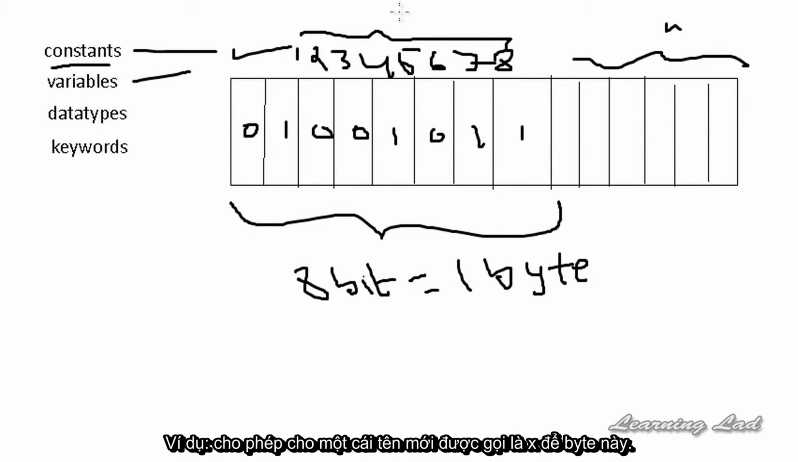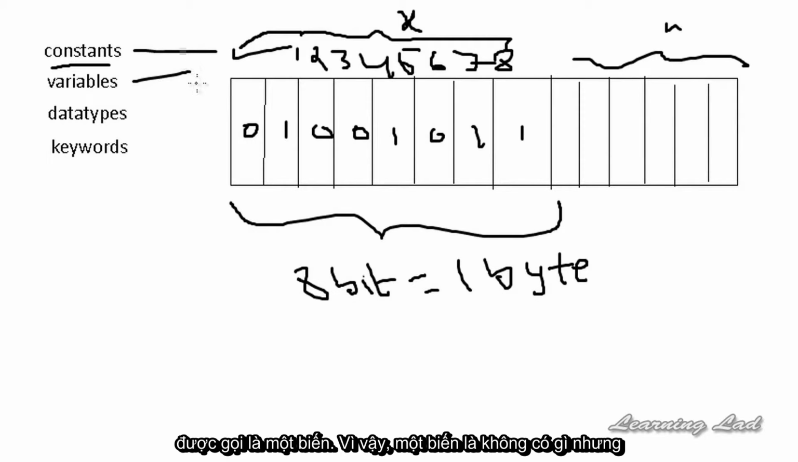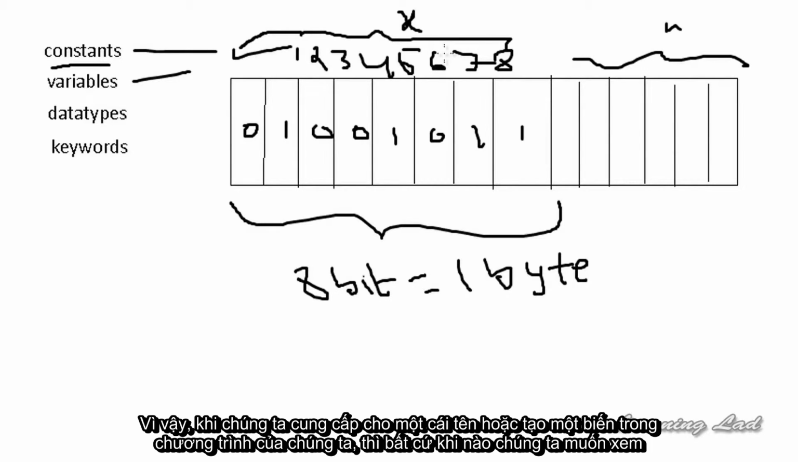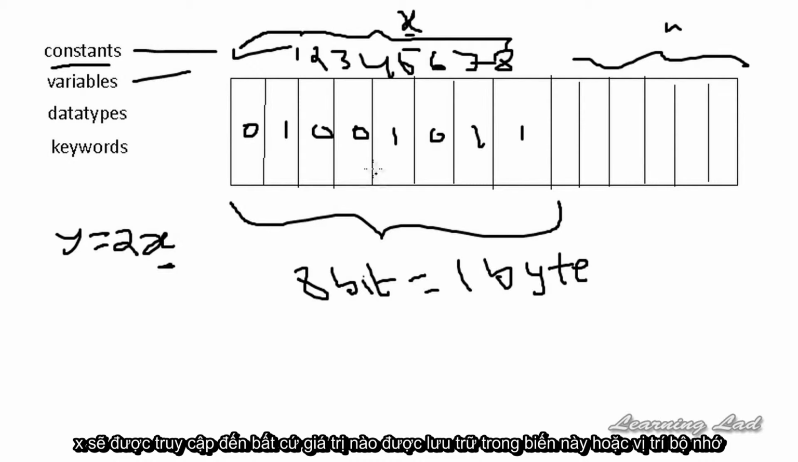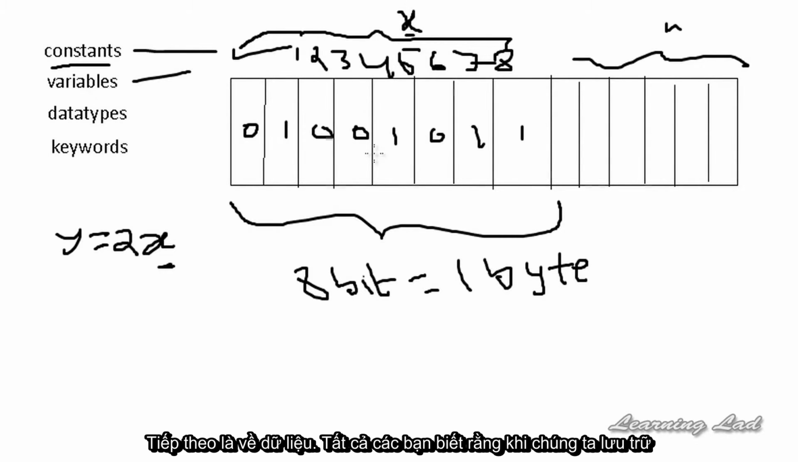For example, let's give a new name called x to this byte. So this name given to this memory address or the name given to the memory location is called a variable. So a variable is nothing but the name given to a memory location in order to access it easily. So when we give a name or create a variable in our program, whenever we refer to that variable, for example, y equal to 2x, let's assume that y is another variable. Here the x will refer to whatever value which is stored in this variable or the memory location referred by this variable x.